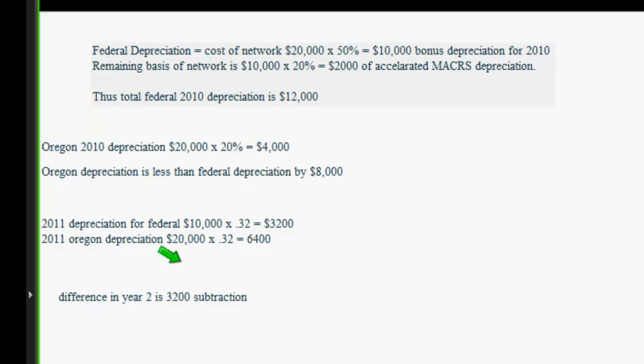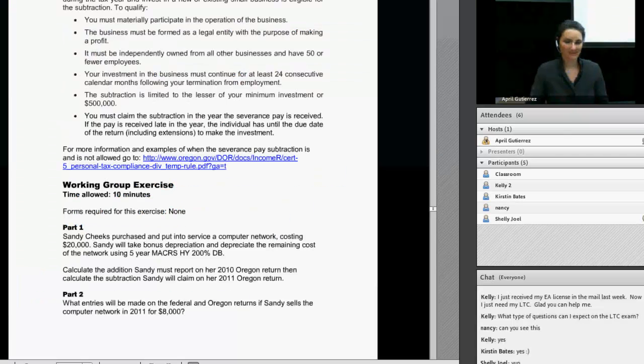Moving into 2011, we're going to figure $3,200 of depreciation on the federal, twice that amount for Oregon, giving us an Oregon subtraction in 2011.